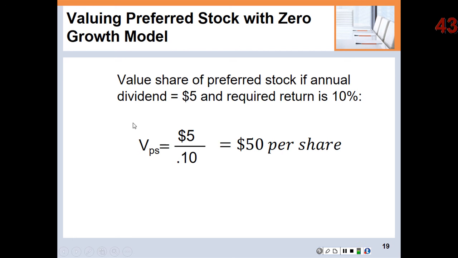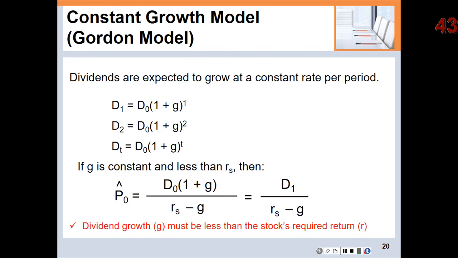This is using the zero growth model to value preferred stock. Here's a preferred stock. It's paying a $5 dividend each year. The required return is 10%. So we're changing this just a little bit. This says the value of preferred stock is equal to the dividend payment, which is not changing, divided by the required return. So this preferred stock should be selling for $50 per share. Again, really, really simple, really straightforward. Okay, so that's the zero growth model.